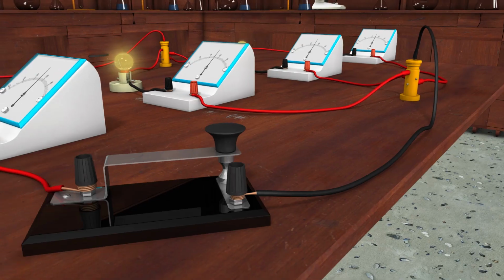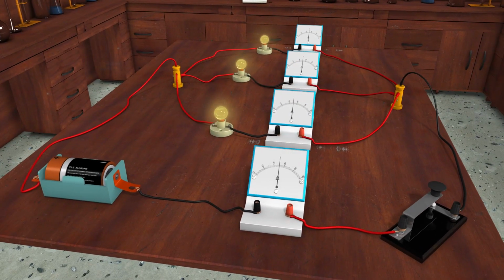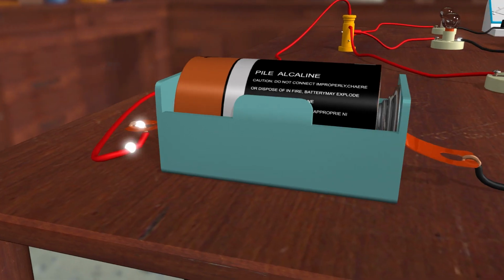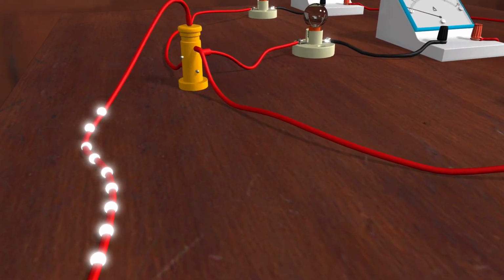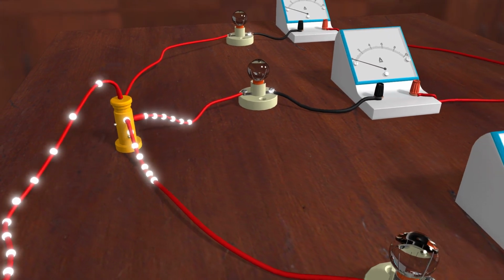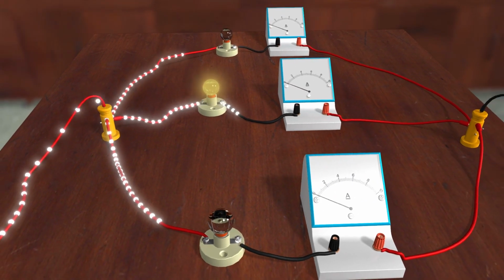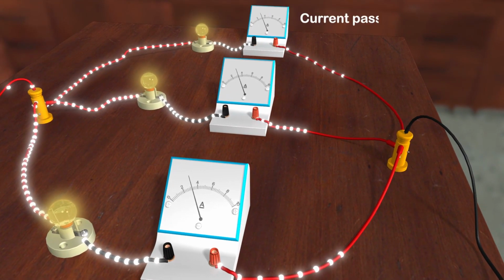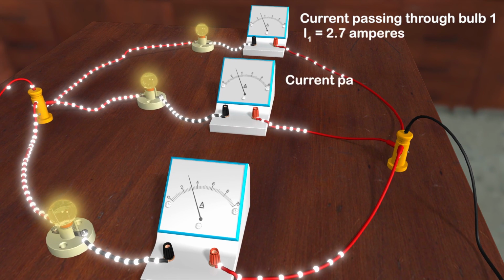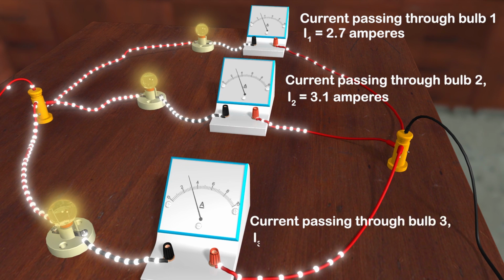Procedure: Connect all the materials as shown here. Switch on the circuit. Current in the circuit is dividing into 3 paths at junction point A. Measure the amount of current passing through each path, that is, current passing through each bulb using ammeters, and record the observation as current passing through bulb 1, I1, is equal to 2.7 amperes. Current passing through bulb 2, I2, is equal to 3.1 amperes. Current passing through bulb 3, I3, is equal to 3 amperes.